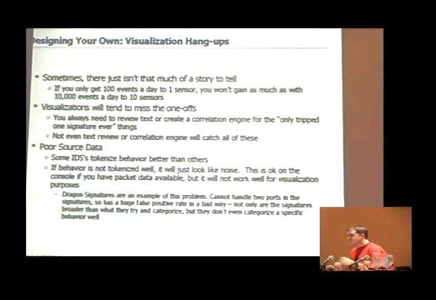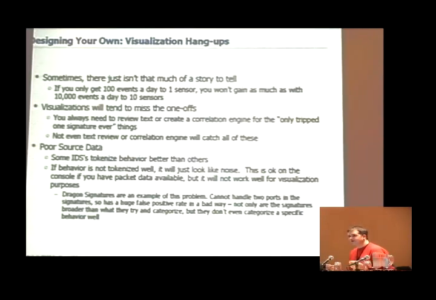Another thing that we've run into with visualizations is your data source is really important. Some vendors really tokenize behavior poorly. And I'm going to pick on Dragon here in particular. They have a very, very archaic signature language. It's cool to be able to see the data, to go in with packet level data, but they don't tokenize behavior. There's no concept of 2 ports. I can't say in a Dragon system, stuff going to 6700, but not sourced from 22.